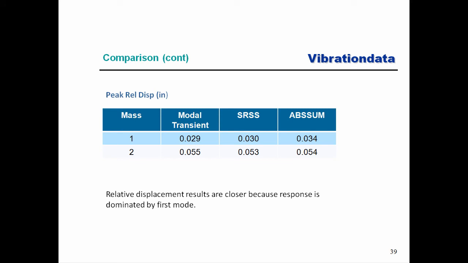Okay, now here's the same data all over again, except we're looking at peak relative displacement in inches. And in this case, the values are going to be more closely spaced because it's just the fundamental mode that's dominating the response. Again, absum is always higher than the SRSS method, but just with a narrow gap. Now, in this case, the modal transient for mass 1 was slightly lower than the SRSS method, and the modal transient for mass 2 was just slightly higher than the absum method.